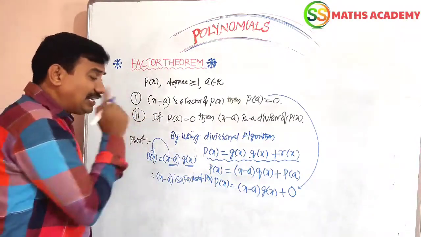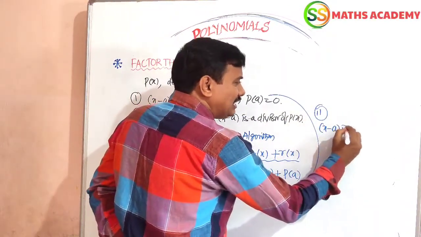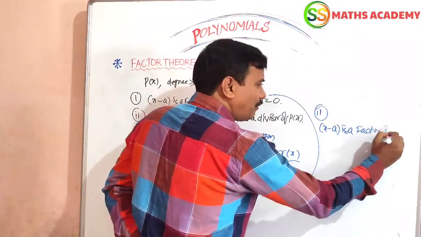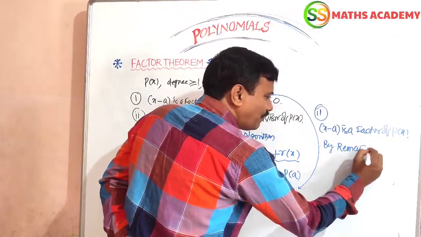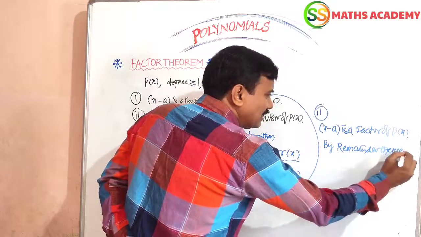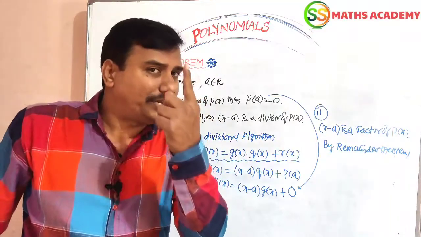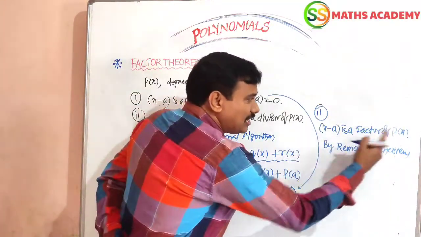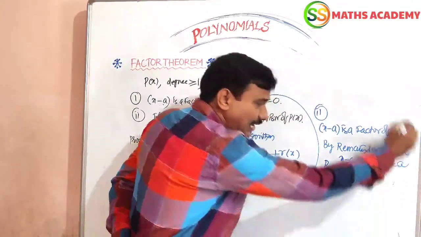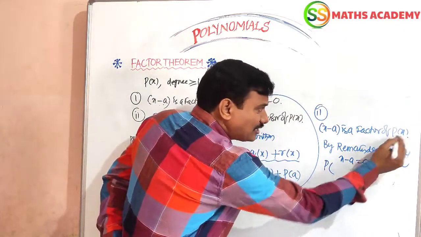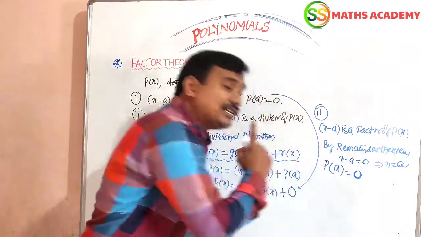Remember, now we have to see the second case also. Suppose x minus a is a factor and a divisor of P(x). By the concept of the remainder theorem, if any term is a divisor or factor of such a polynomial, then x minus a being a factor of P(x) means we have to substitute x equals a in place of x. Definitely I should get the remainder 0.